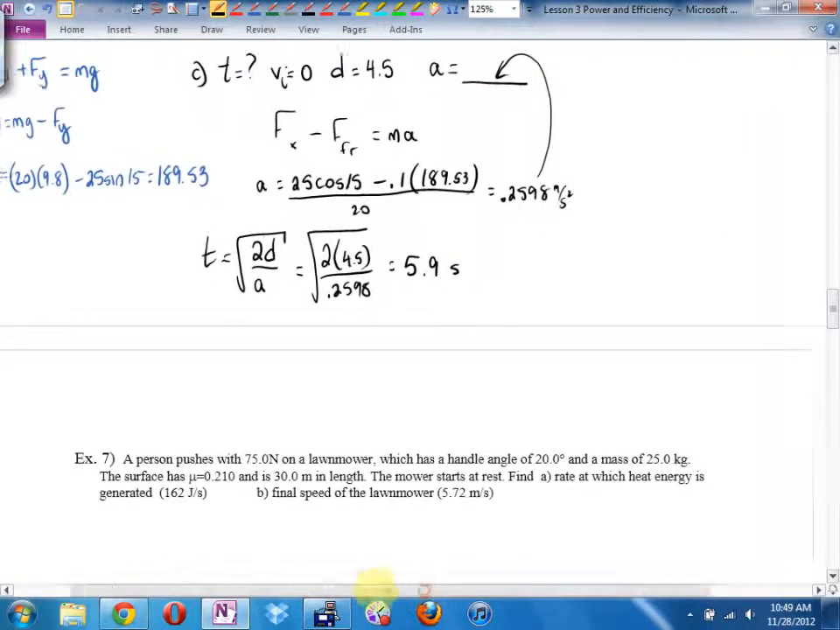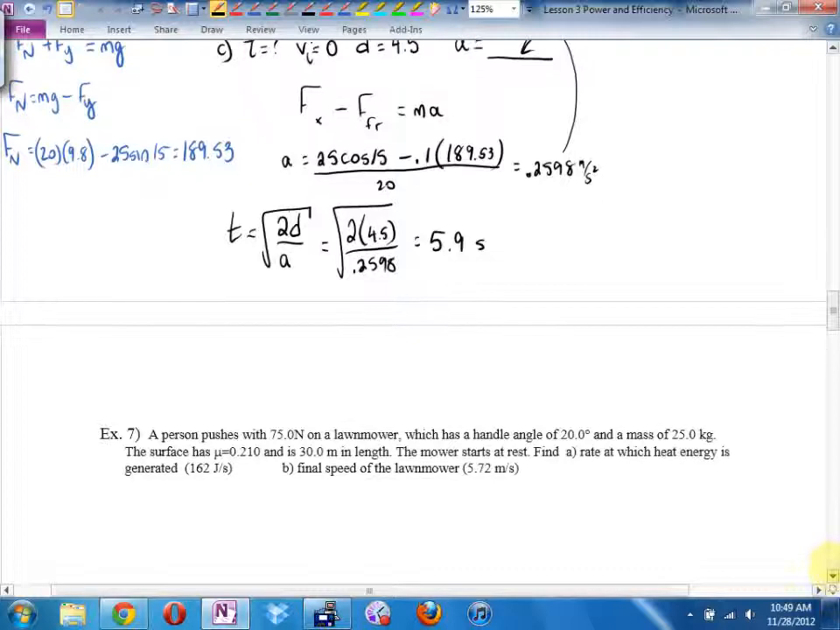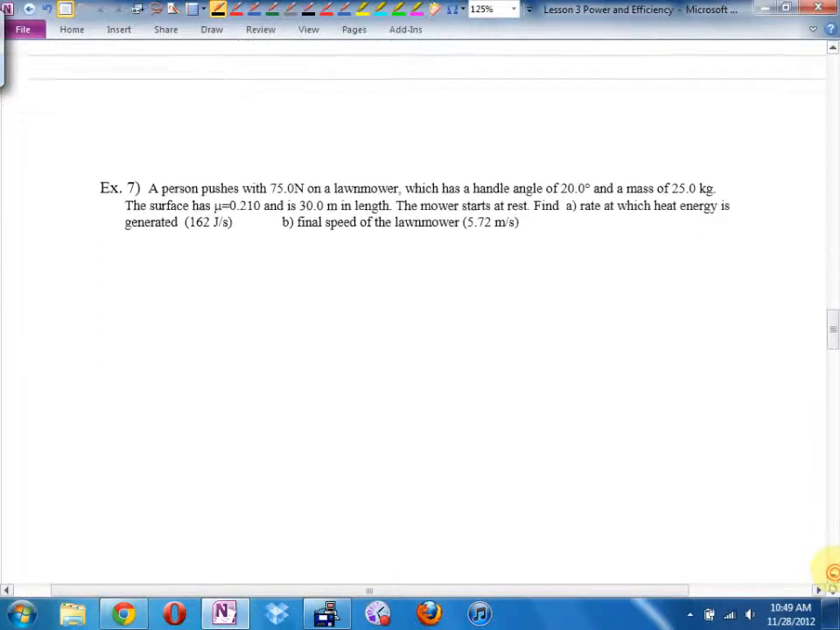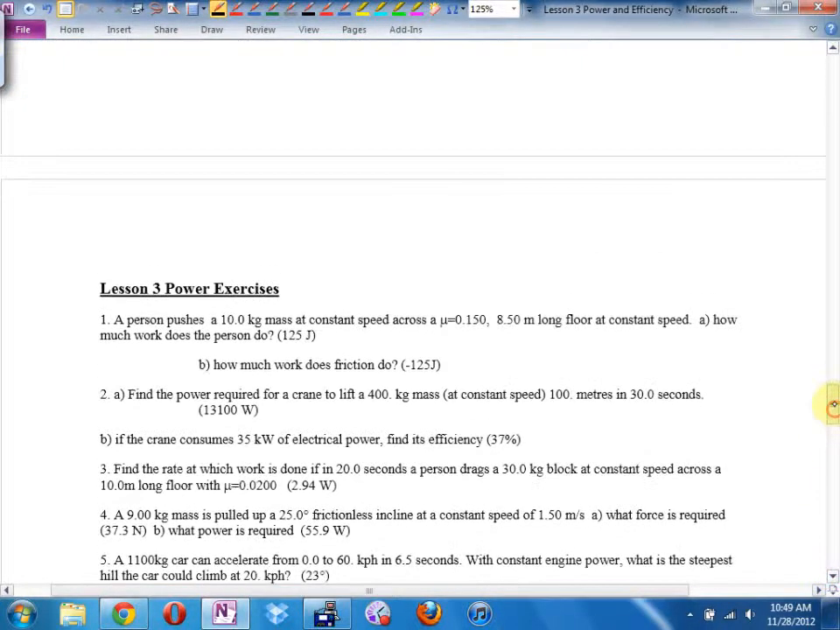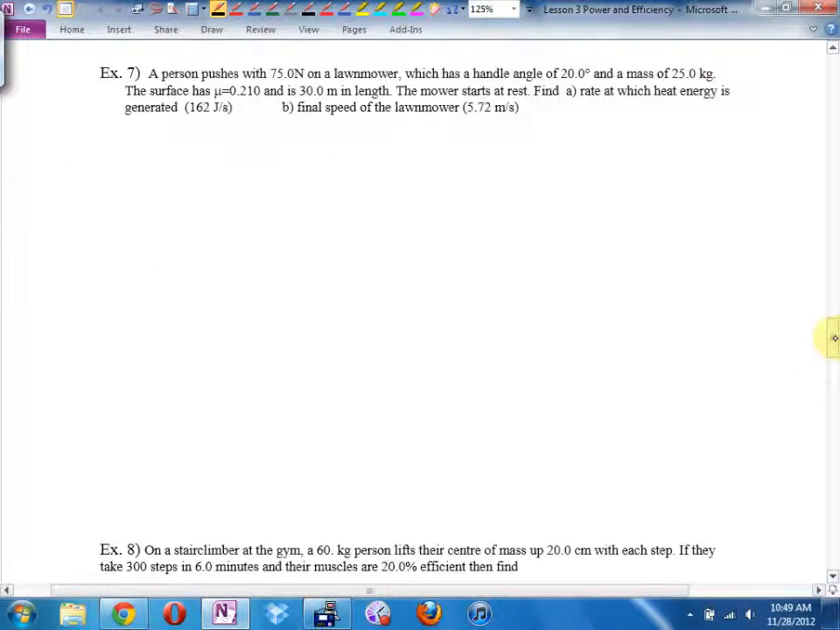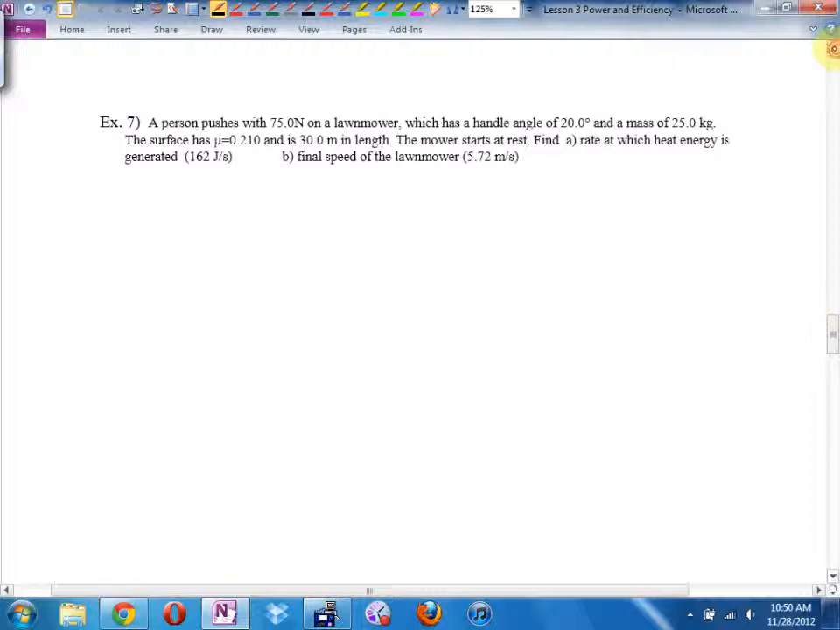Turn the page. Oh, too far. Example 7. Another lawnmower. Woohoo!